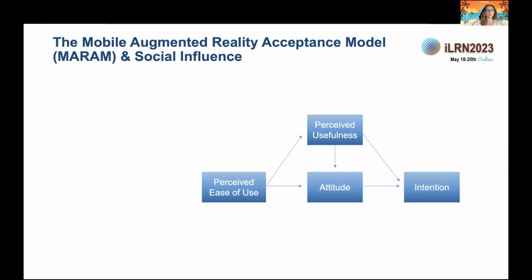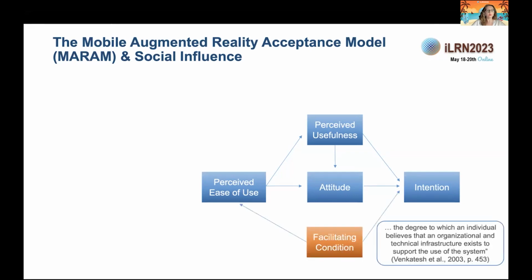The addition of the social influence variable was made because an individual's beliefs are shaped by both individual and social factors. Social influence is defined as the degree to which an individual perceives that important others believe that he or she should use the new system. As you can see, this conceptual framework is consisted of the 4 variables of TAM and 5 more.